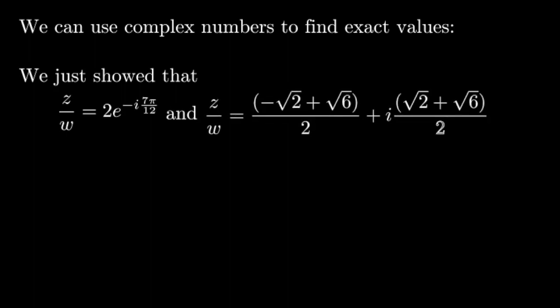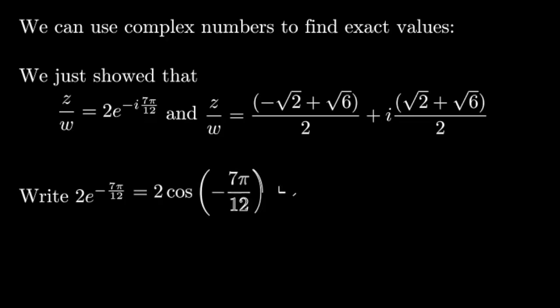So we just showed that z over w is equal to 2 e to the minus i 7 pi on 12. And we also showed that z over w was minus root 2 plus root 6 over 2 plus i root 2 plus root 6 over 2. We can go between polar form and Cartesian form using Euler's identity. We'll write 2 e to the minus i 7 pi on 12 as 2 cosine of minus 7 pi on 12 plus 2i sine of minus 7 pi on 12.